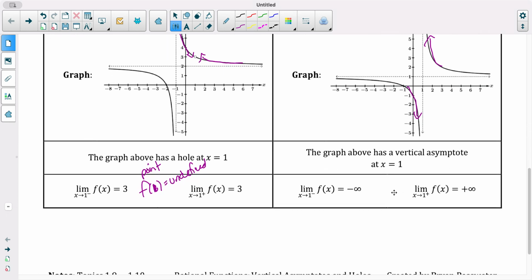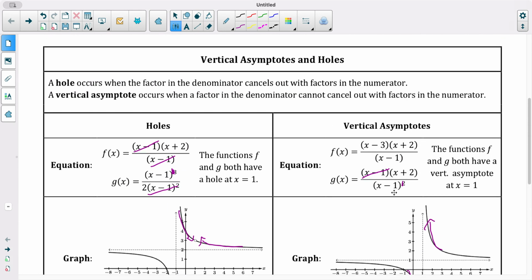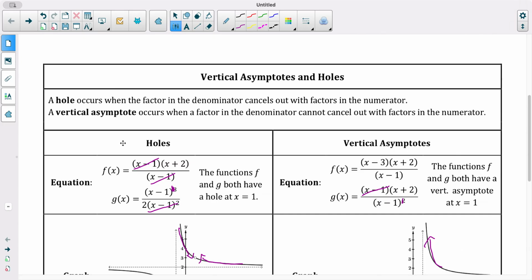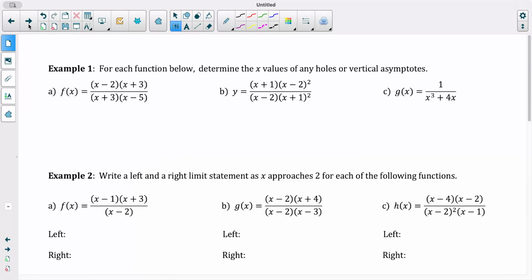Okay, so that's basically all the notes for this unit. For this section, we're just going to go ahead and do some practice.